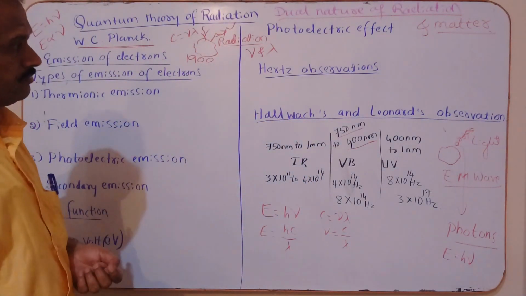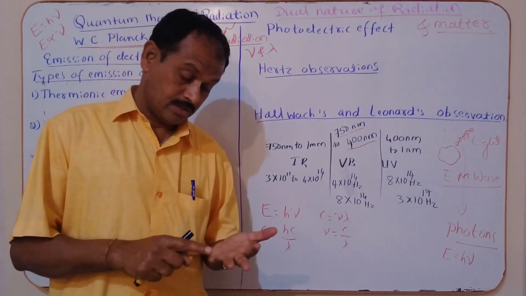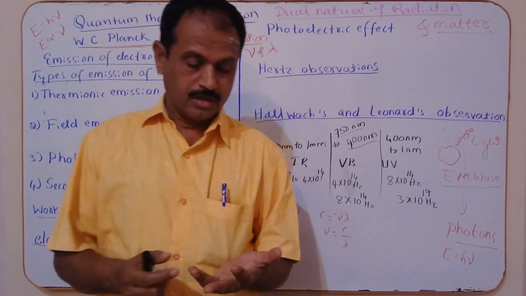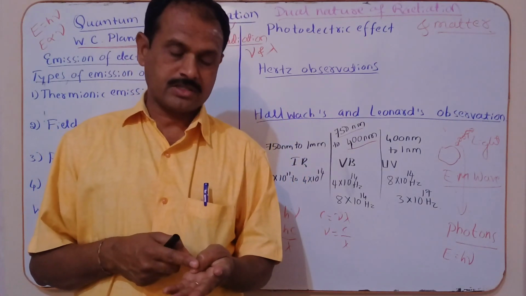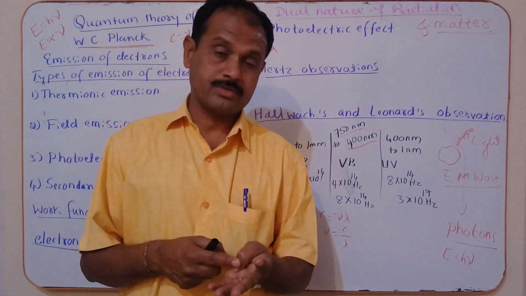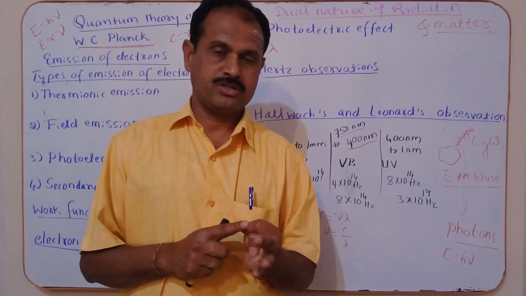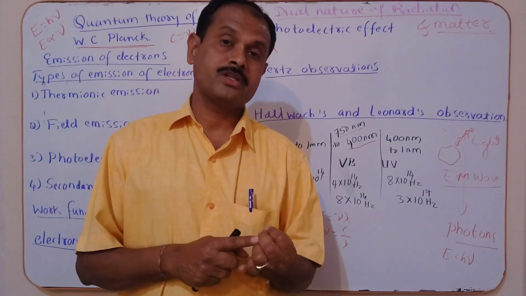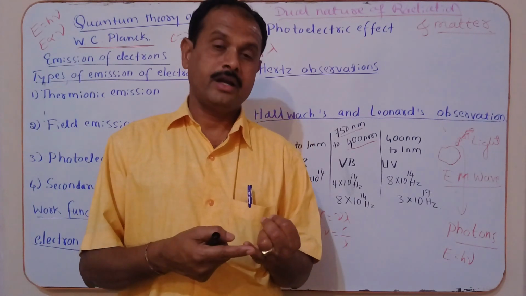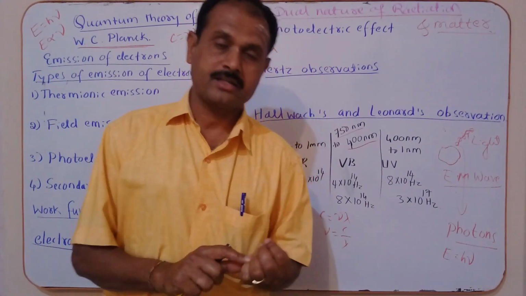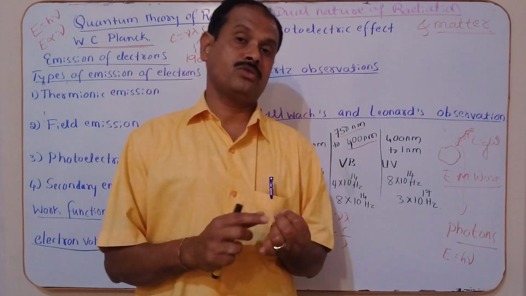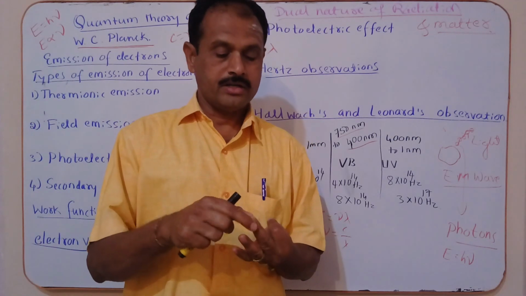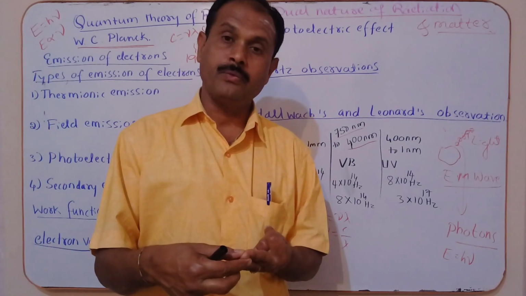Now see here, already you know this is the 11th chapter in your syllabus. The first chapter is electric charge, field and Coulomb's law. The second chapter is electric potential. The third chapter is current electricity. The fourth chapter is moving charges and magnetism. The fifth chapter is magnetism in matter. The sixth chapter is electromagnetic induction, the seventh chapter is alternating current, and the eighth chapter is electromagnetic waves.